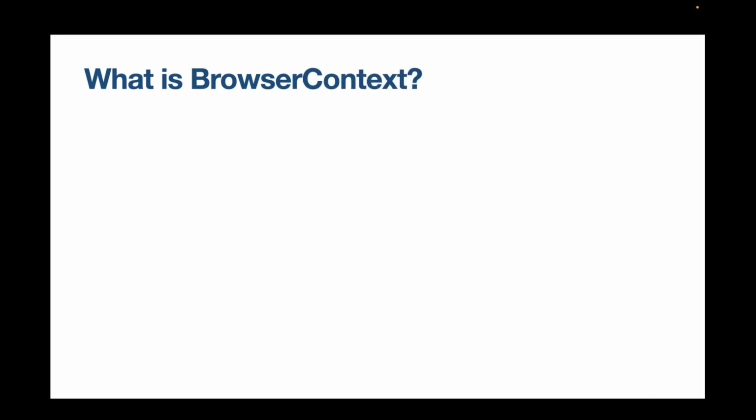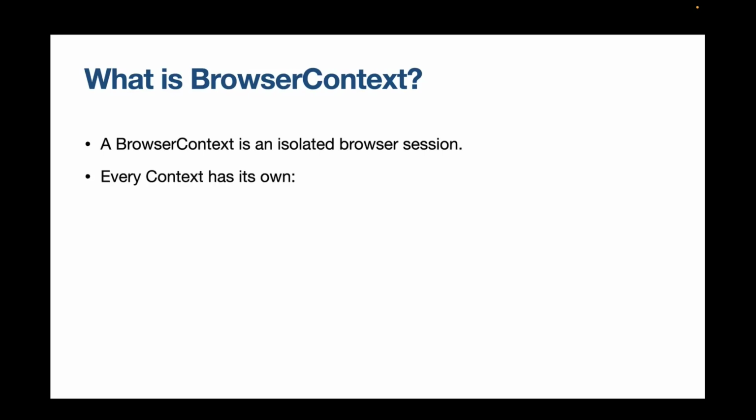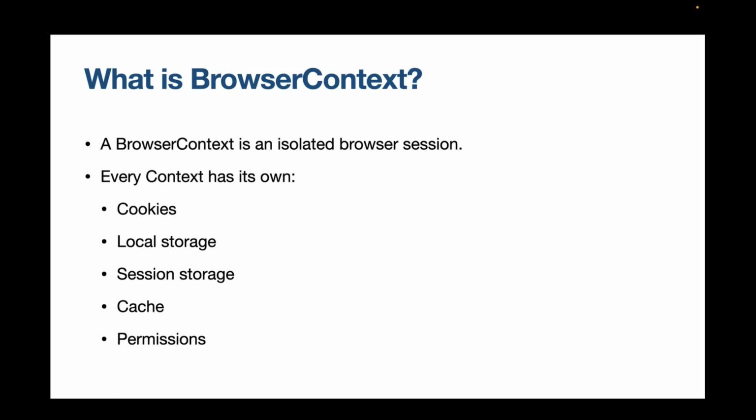Next comes browser context. A browser context represents an isolated browser session within a browser instance. Each context maintains its own cookies, local storage, session storage, cache, and browser permissions, ensuring complete isolation from other contexts. Because browser contexts do not share any data, they are ideal for testing multiple users, authentication scenarios, or parallel workflows without interference.